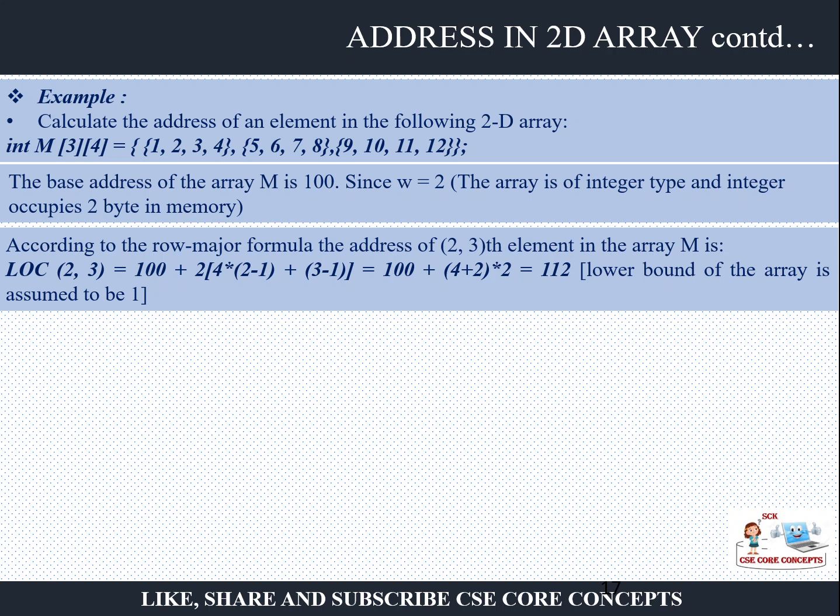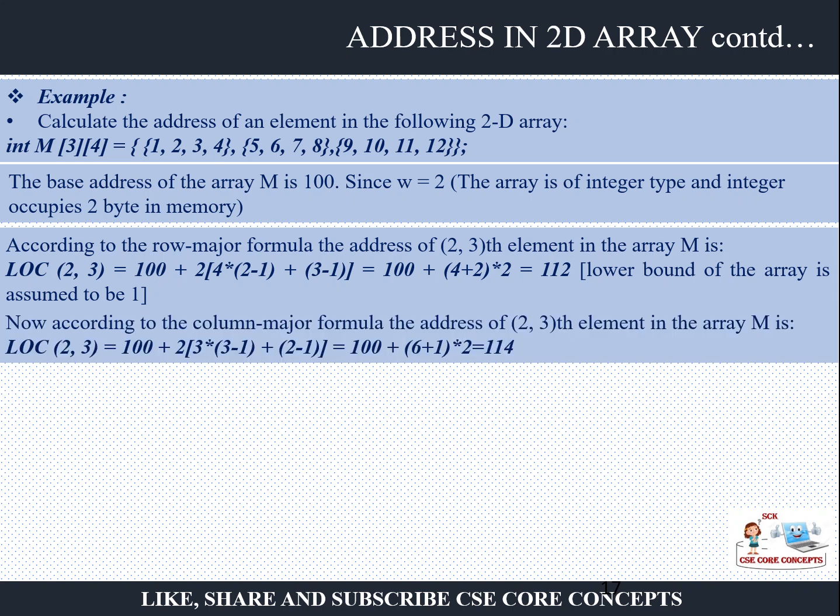So the number of columns is 4 into 2 minus 1 because I want to find the location of 2, 3. So I am doing 2 minus 1 plus 3 minus 1. So my value comes out as 112. Okay, so 112 is the memory location of the element located at position 2, 3.